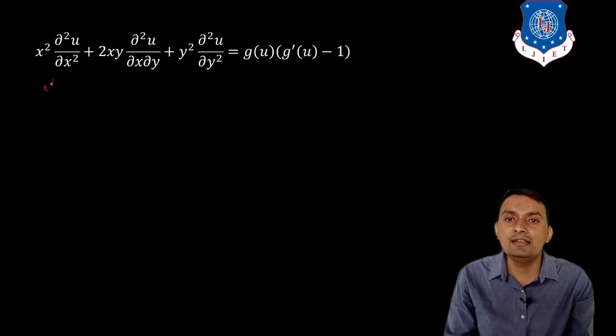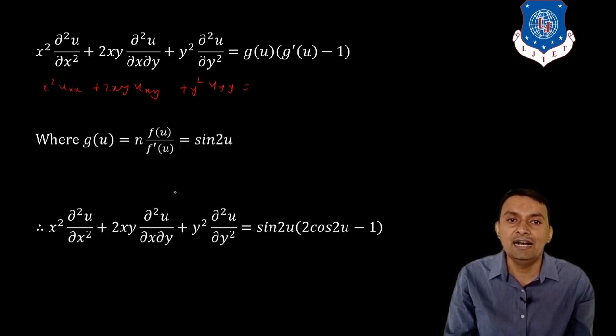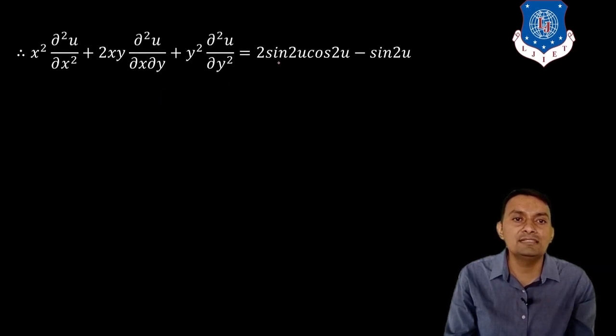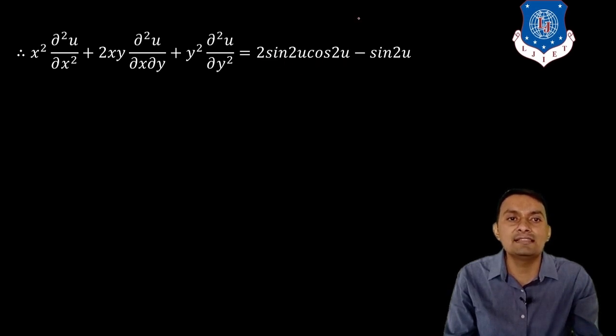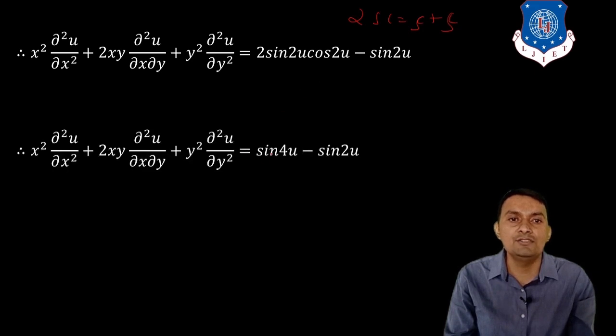In other words, you can write x square u sub xx plus 2xy u sub xy plus y square u sub yy, and that is g of u into g dash of u minus 1. But we need to replace g of u with whatever we have determined, that is sin 2u. And if I replace it, I will get this one. When we apply this, 2 sin 2u cos 2u, we will get this one. Using sin alpha plus beta and sin alpha minus beta, you will get sin 4u minus sin 2u.